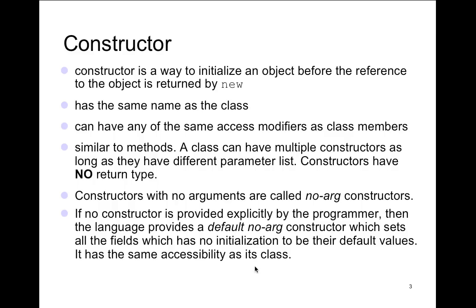We're running that method. It has the same name as the class, as we've seen so far, and we can have as many access modifiers as the class members. We can have as many as we want. Similar to methods, the constructor is just another method by terminology. The one that doesn't take any values is the default one. Sometimes Java doesn't like to call it a default.